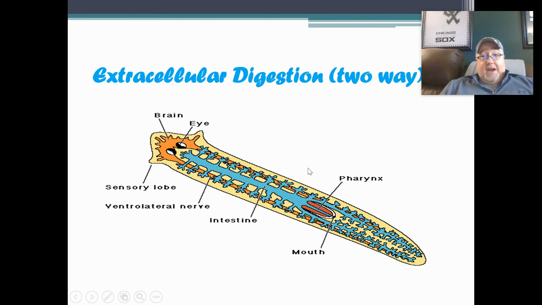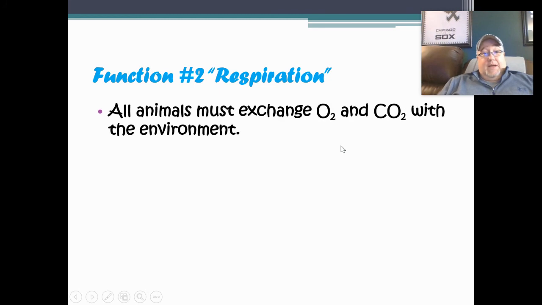This is a planarian worm, kind of interesting. This is the head up here, but the mouth is actually down here. This area is where food comes in, it's also where waste gets excreted. So this is a two-way digestive tract. It's not the same as what it is in us. But essentially they have to feed and they have to excrete wastes. They just do it a little bit differently from what we do.